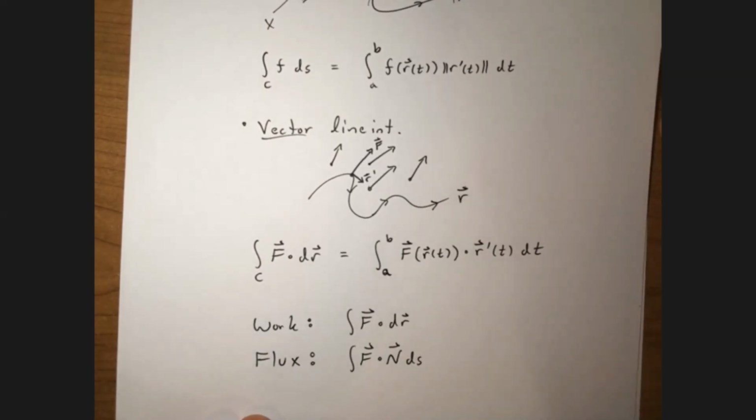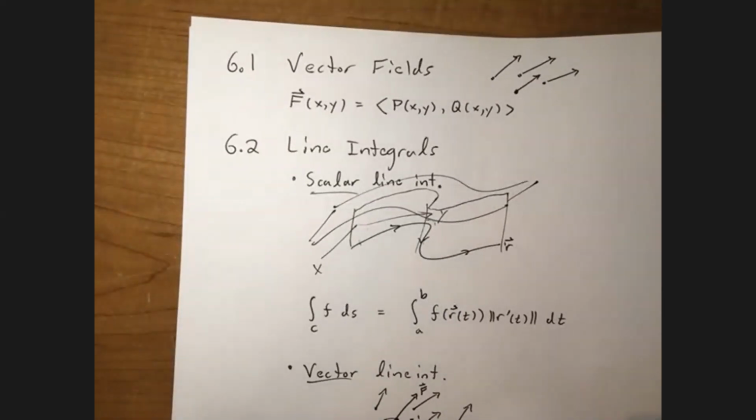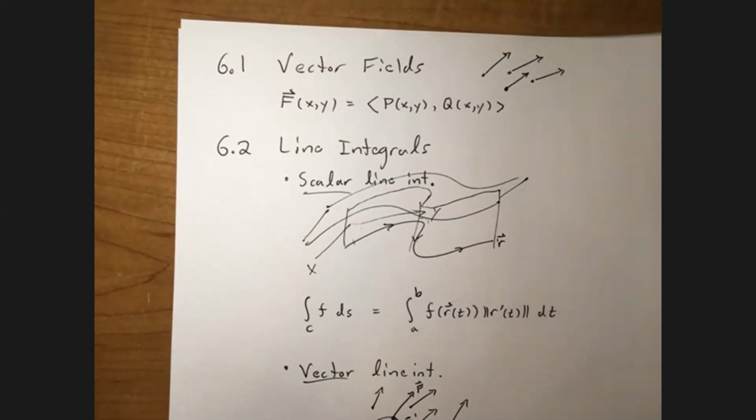That's really the machinery that drives everything we're doing in chapter 6. Once you know how to do this, you can compute everything we need to compute. All right? So this is really all the computational stuff that we need to know. Okay?